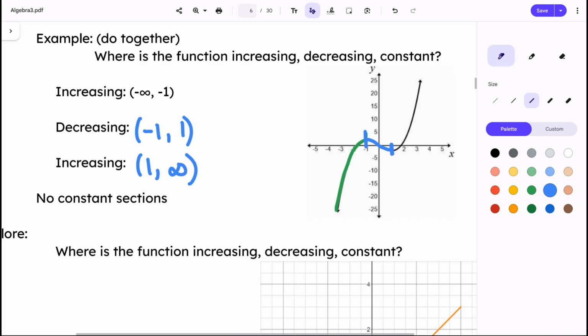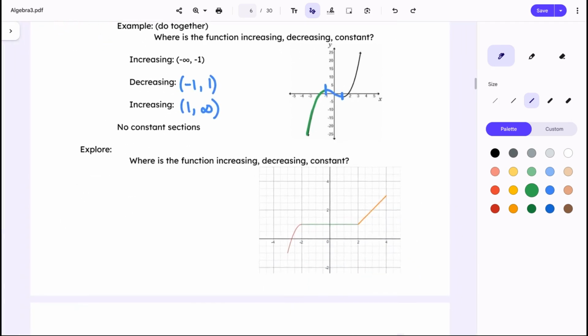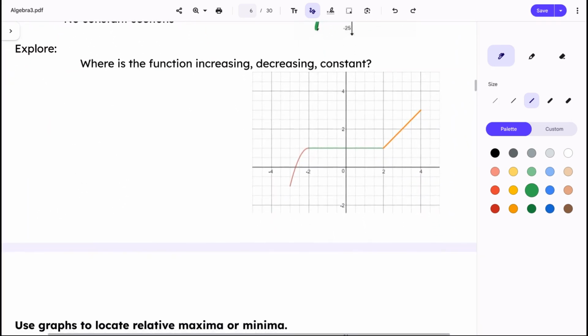Now, normally, in the future, I would start to combine my increasing ones together. I would just put those on the same line. I maybe wouldn't write it out separately like that. But it is okay if you need to do that, just so you can follow the path of the graph. Why don't you guys try the second one? Write down where you think, is it increasing, decreasing, is it constant?